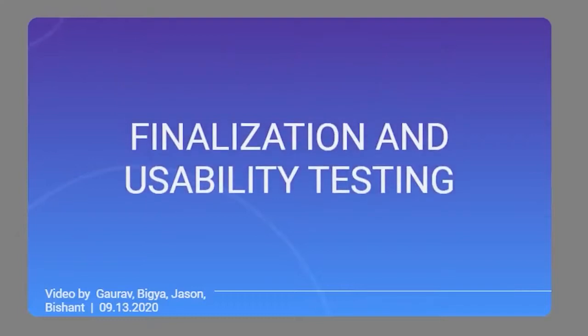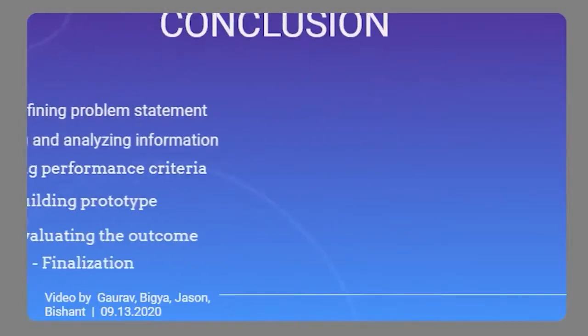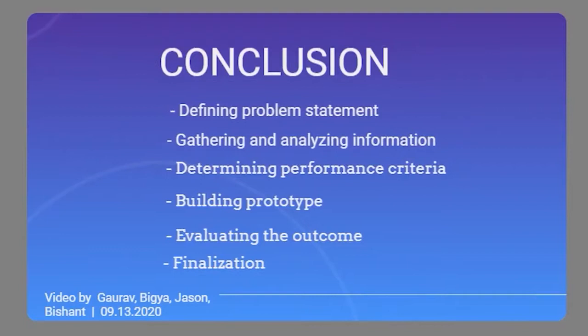Finally, in week 6, our UI design was ready for usability testing. We selected HEP, which is known as Heuristic Evaluation for Playability, as a usability evaluation method. To summarize, in 6 weeks, we accomplished our goal by taking the following major steps: defining problem statement, gathering and analyzing information, determining performance criteria, building prototype, evaluating the outcome, and finalization.